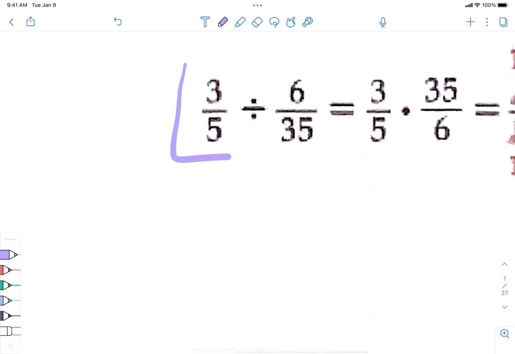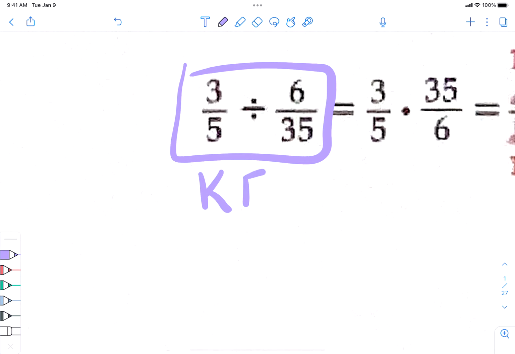Okay? So this is the problem that we're starting with, and we are dividing. Now, when you're dividing fractions, Josie just said it. Keep, flip, flip. That's something that I want you to remember. Keep, flip, flip. KFF, okay? Keep, flip, change, I don't care what you do, okay?